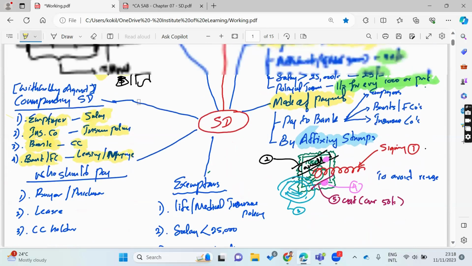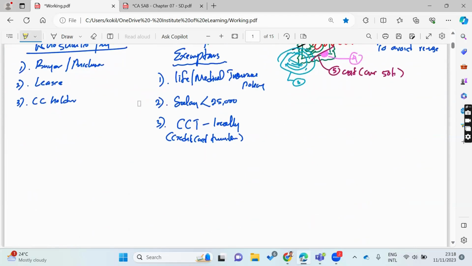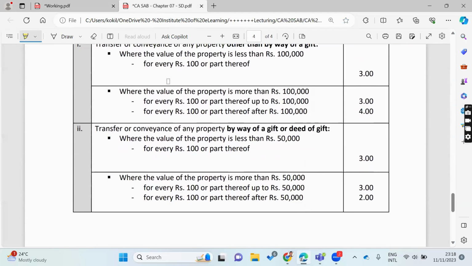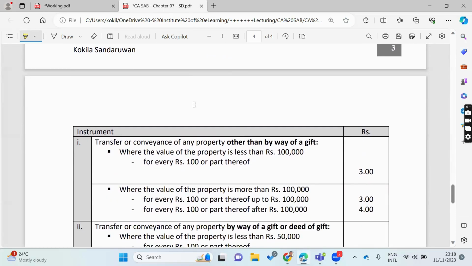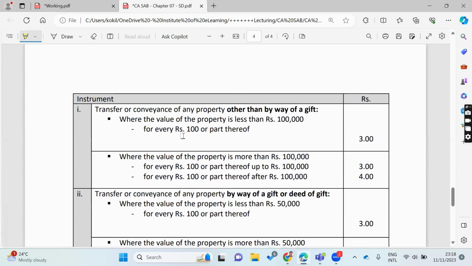One more thing we need to discuss again. As I initially discussed regarding the 13th Amendment to the Constitution, the Provincial Departments of Revenue, that is the provincial councils, are also collecting stamp duty. There are a few other taxes they collect, but here, the stamp duty on transfer of deeds.